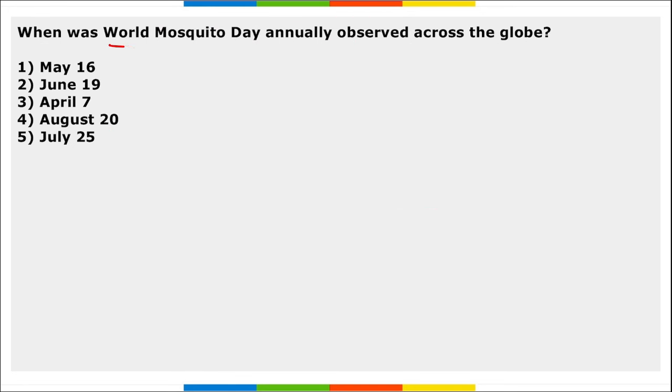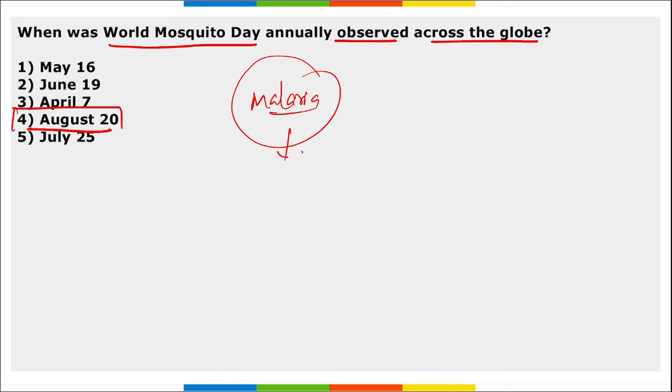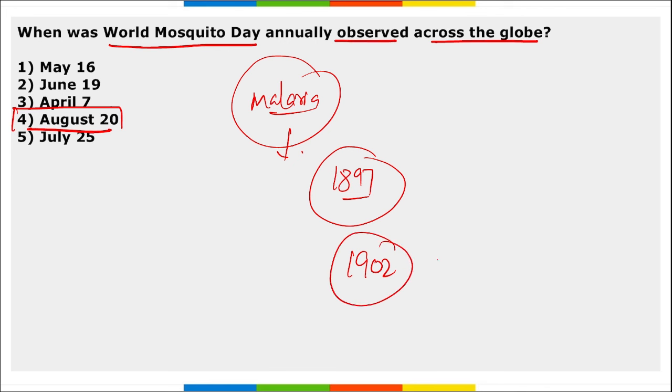Next, when was World Mosquito Day annually observed across the globe? It is 20th of August we observe World Mosquito Day, right? And remember, malaria is a disease that is caused by the Anopheles mosquito, the female Anopheles mosquito, right? This World Mosquito Day is observed because the British doctor Sir Ronald Ross made a discovery that malaria is caused by the female Anopheles mosquito, and this discovery was made in 1897, and to honor him this day was observed. Sir Ronald Ross was even honored with the Nobel Prize for Medicine or Physiology in 1902.